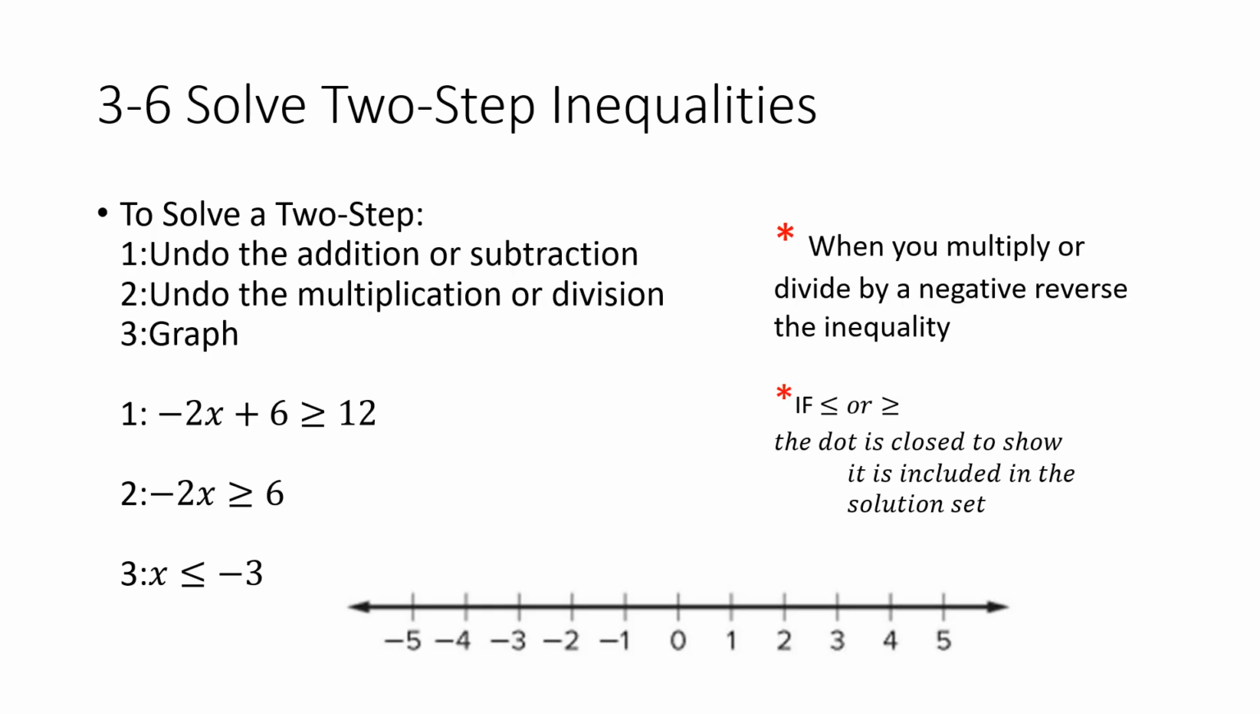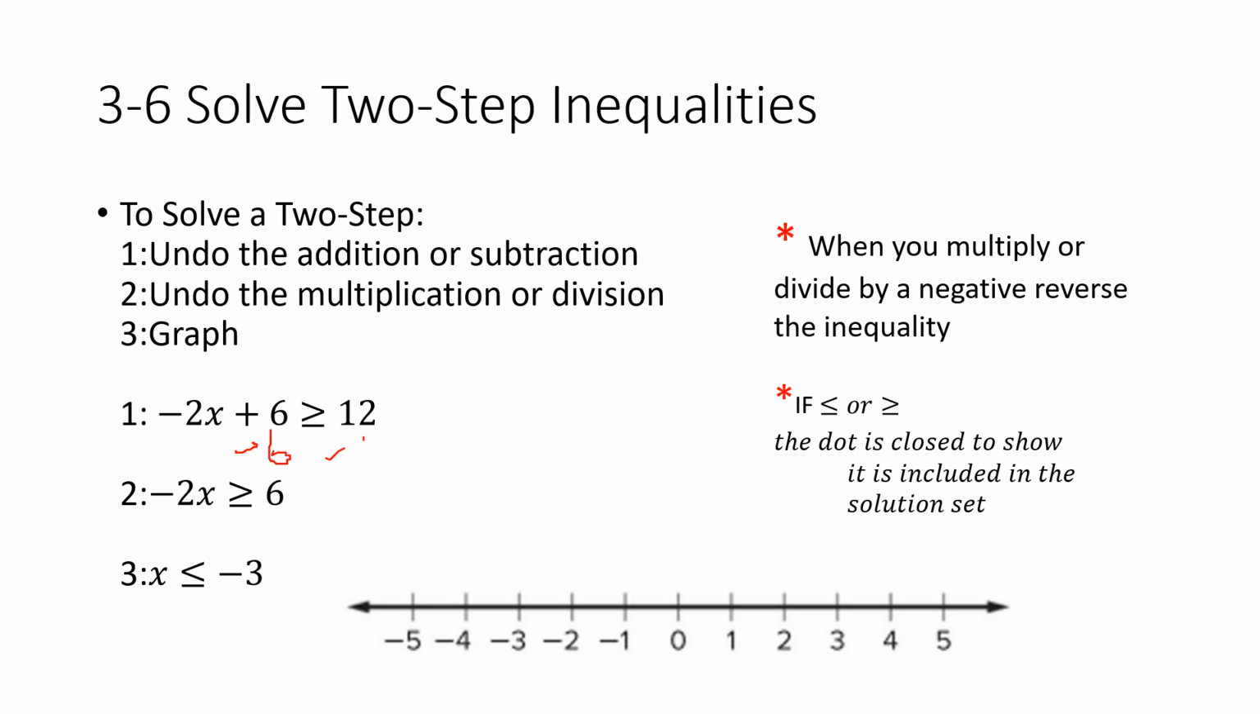So here we have a two-step inequality. Negative 2x plus 6 is greater than or equal to 12. The first step is to undo the addition or subtraction. So we have plus 6. The opposite of that is minus 6.